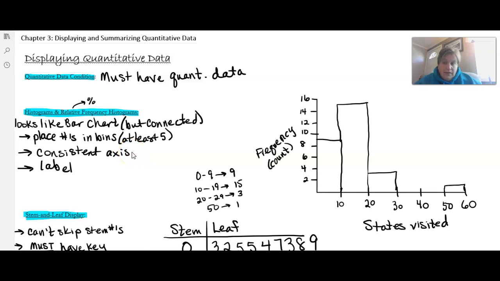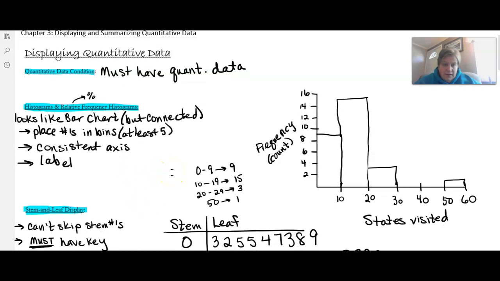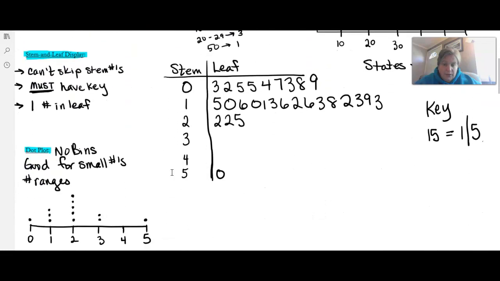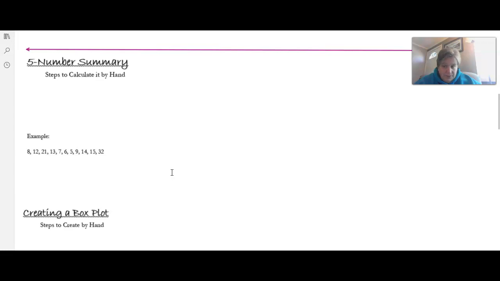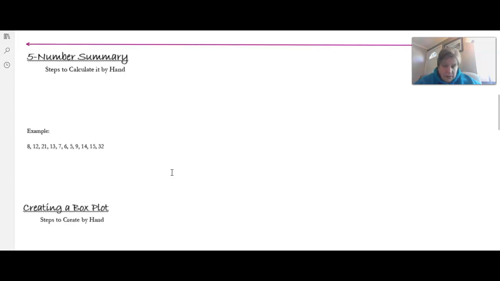Okay, so welcome back. This is Chapter 3, Display and Summarizing Quantitative Data. We have already done making histograms, stem and leaf, and dot plots. What this video is going to focus on is the 5-number summary and then creating a box plot. And we're going to show you how to do all of this by hand. I kind of just drew the arrow there for my reference. You don't really need to draw that.